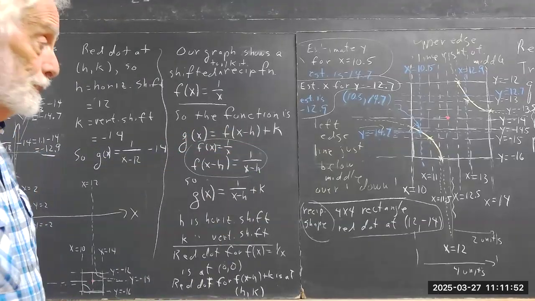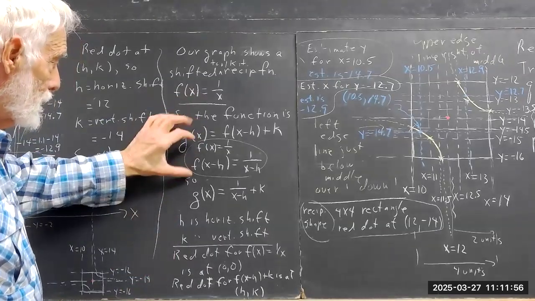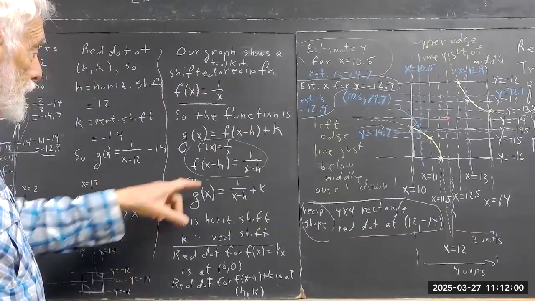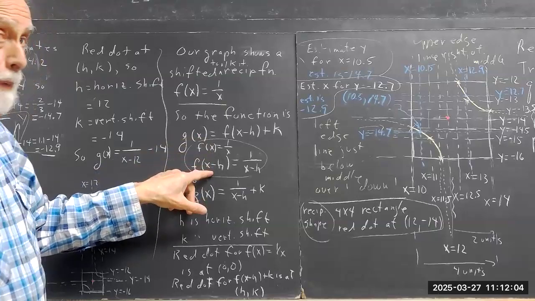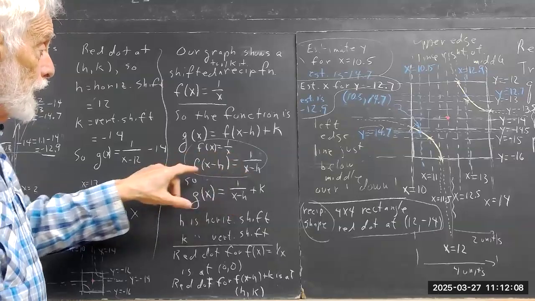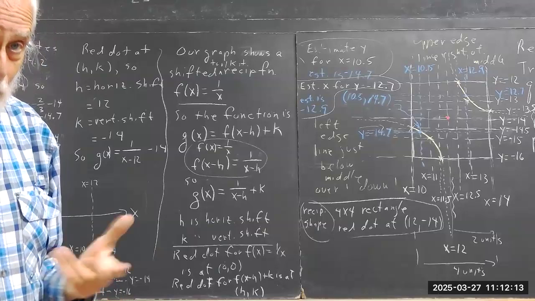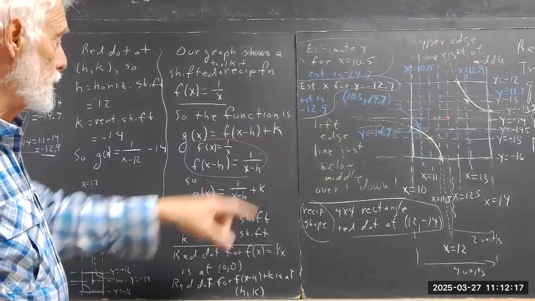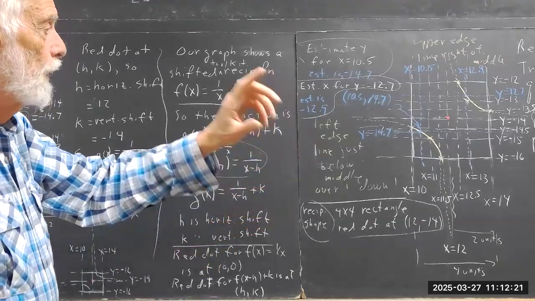Okay. So, here's what we do. I write out f of x equals 1 over x, then I write f of x minus h. We see that x is being replaced by x minus h. So we replace x by x minus h, and there is the expression for f of x minus h. Okay. So that f of x minus h plus k is 1 over x minus h plus k for this function.